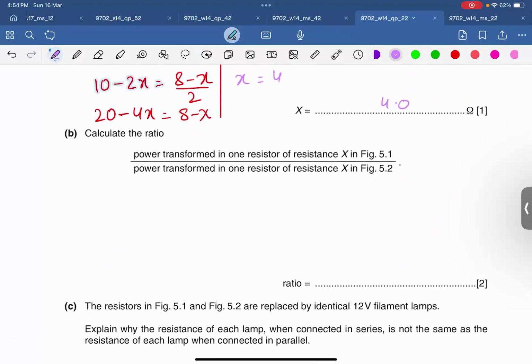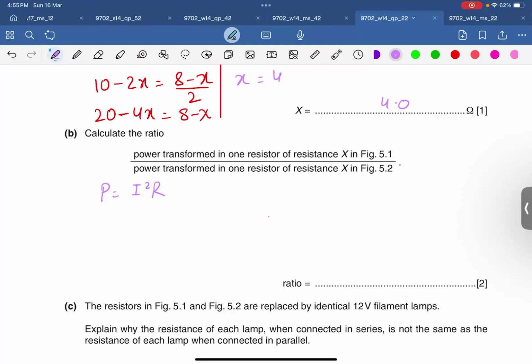Calculate the ratio of the power transferred in one resistor of resistance X in figure 5.1 and the power transferred in one resistor of resistance X in figure 5.2. So we have the current, we have the resistance. So can you use power equals I squared R, right? You are not allowed to use the formula V squared over R because you don't know the internal resistance, and so you also don't know the voltage loss across the internal resistance. So you would get stuck.